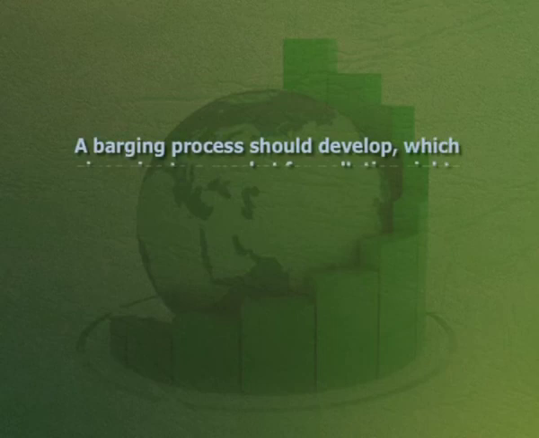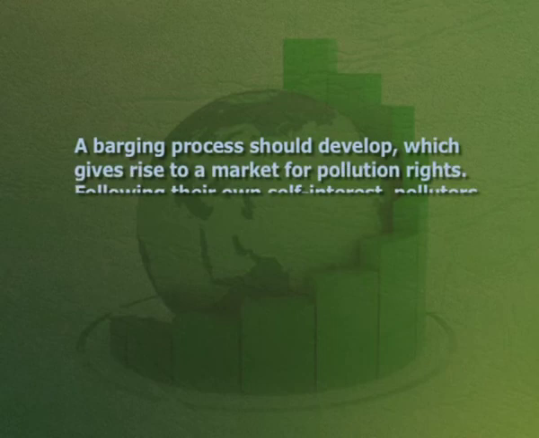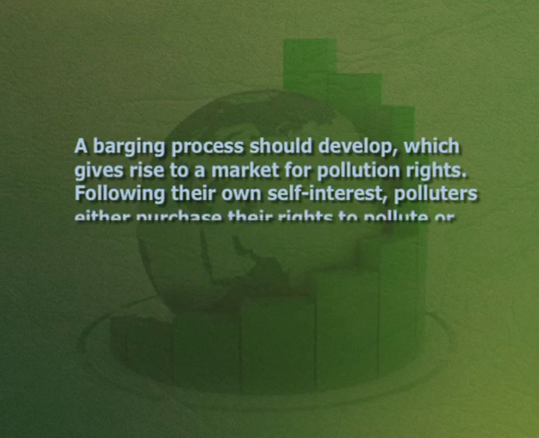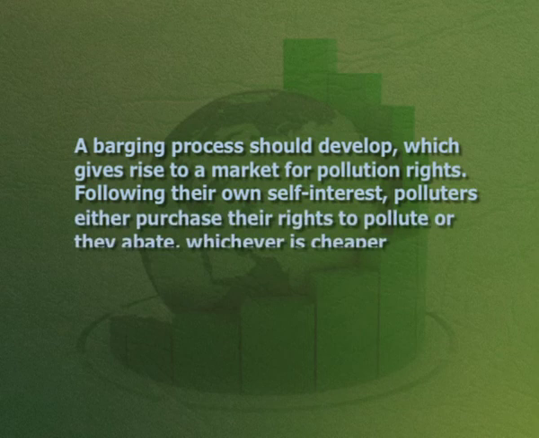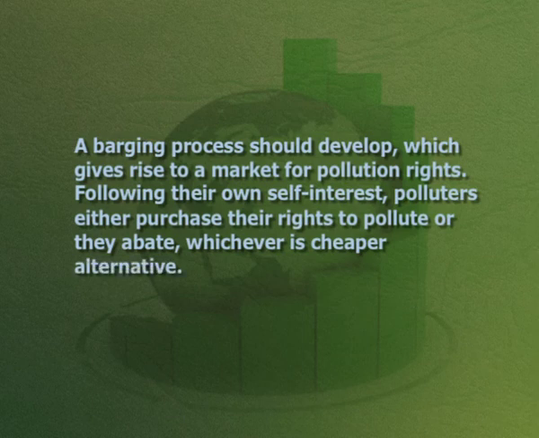A bargaining process should develop which gives rise to a market for pollution rights. Following their own self-interest, polluters either purchase their rights to pollute or they abate, whichever is the cheaper alternative. High cost abaters have an incentive to bid for available permits, whereas low cost abaters have an incentive to abate and sell their permits on the open market. The result is a cost effective abatement allocation, but note that trading is critical to the cost effective outcome.